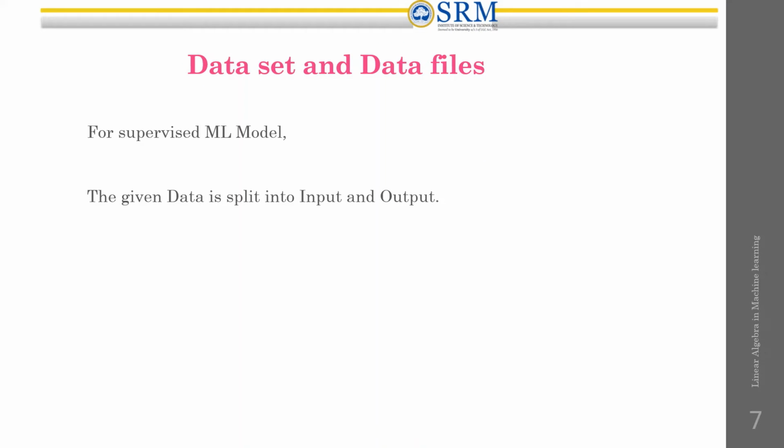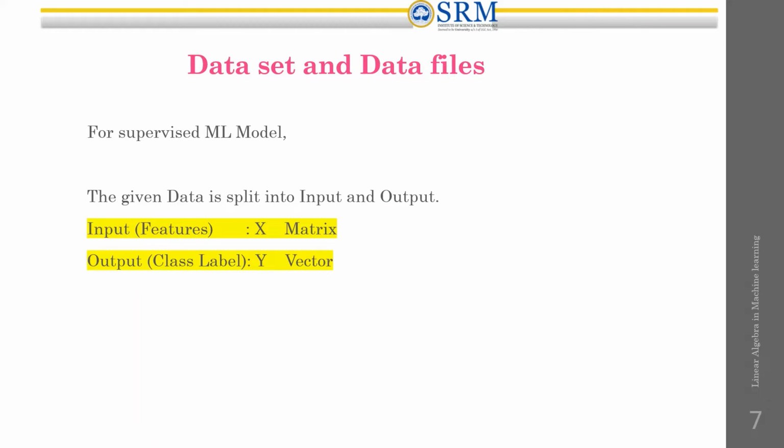Now, let us consider a supervised machine learning model. If you take any supervised machine learning model, the given data is split into two different components. One is the features and the other one is your class label. The features correspond to the matrix and the class label corresponds to the vector. So, these matrices and the vector comprise the important components of linear algebra, which plays a vital role in machine learning as well.